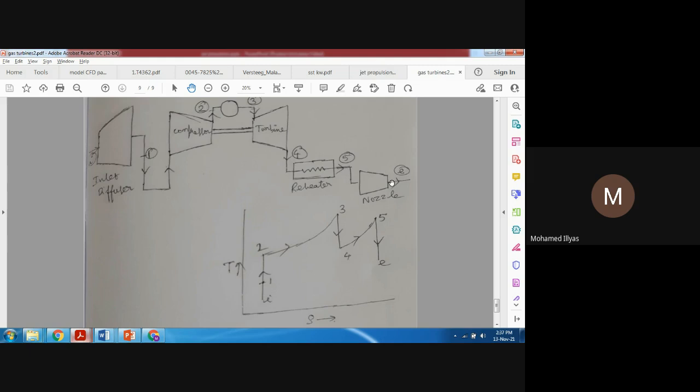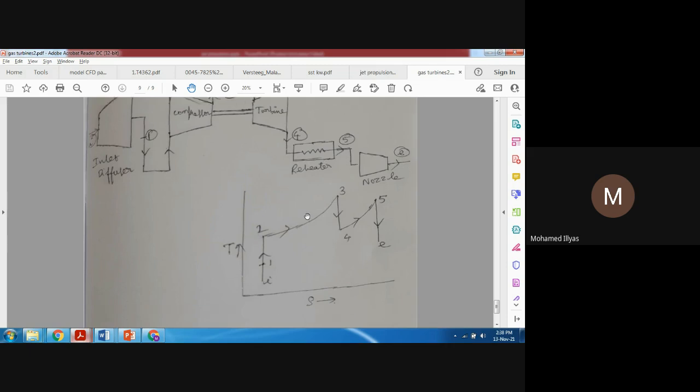What is the equation? We have studied the nozzle. V2 equals root of 2 into (H1 minus H2). The enthalpy drop: the larger the enthalpy drop, correspondingly we get the velocity gain. So we need more heat energy.